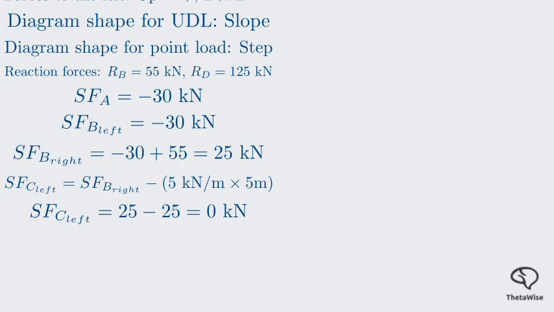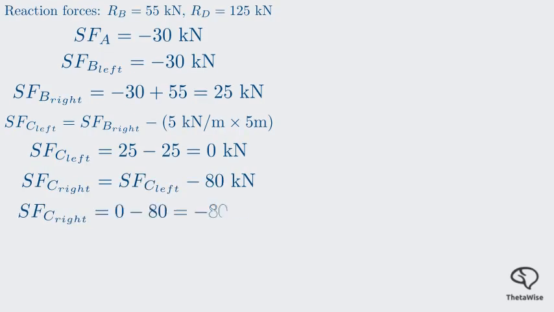So the shear force at C just before the load is 0 kilonewtons. It decreases from 25 to 0. At point C, a downward load of 80 kilonewtons acts. This causes a sudden drop in the shear force diagram from 0 to negative 80 kilonewtons. Between C and D, there are no other loads, so the shear force remains constant at negative 80 kilonewtons.